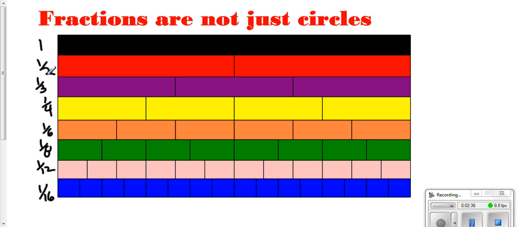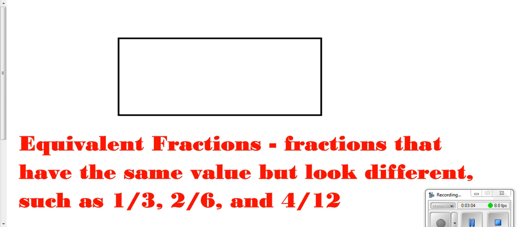So you could probably even look. Let's see if we can find some fractions that are different but take up the same space. So if I have 1/4 and 1/4, can you see that it takes up the same space as 1/2? That's one of the things we'll be working with a lot this year, is this concept. Now what we're talking about is equivalent fractions. Equivalent fractions are fractions that have the same value but look different, such as 1/3, 2/6, and 4/12.